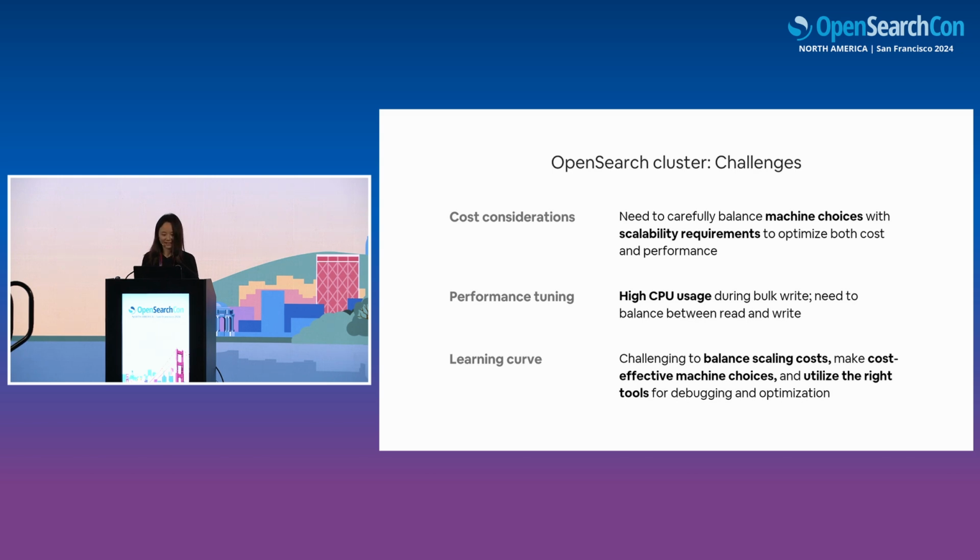Next, I'll discuss some of the challenges associated with using the provisioned OpenSearch cluster. First is the cost consideration, which falls on the users, so it requires some careful attention. We also need to strike a balance in selecting appropriate machine types that meet our scalability needs, to ensure that we can optimize both our cost and performance without overcommitting on resources. Performance tuning is another area of focus, particularly with the high CPU usage during bulk writes. It is crucial to balance read and write operations to manage performance effectively while controlling cost.